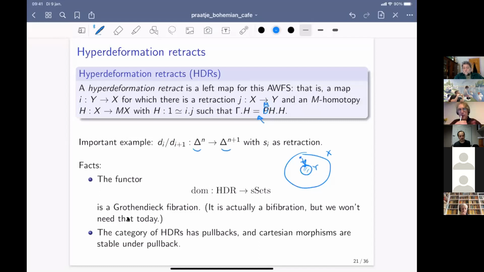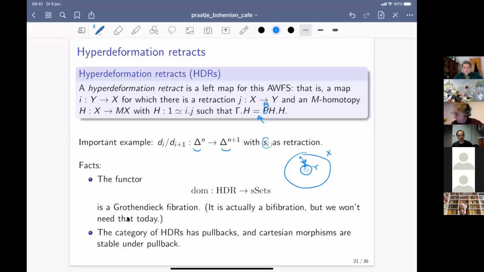A map from delta n included as a face in delta n plus 1 is actually an example of a hyperdeformation retract. The one thing that the hyperdeformation retract has is the retraction, and then we choose one of the degeneracy maps. So such a pair of a face and a degeneracy map, which when composed are the identity, is an important example of a hyperdeformation retract in our sense. Okay, and then we prove several things about these hyperdeformation retracts.